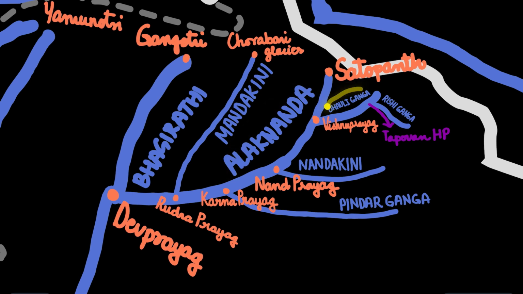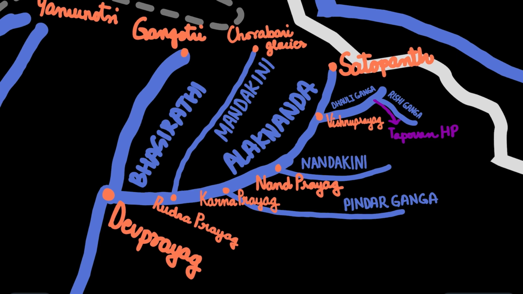Here we have Dhauli Ganga, which is a tributary of Alaknanda. Dhauli Ganga joins Alaknanda at Vishnu Prayag. There is also a tributary of Dhauli Ganga called Rishi Ganga. There is a major hydropower project on Dhauli Ganga, called the Tapovan hydropower project, and it was in the news quite some time because of the landslide and the rescue team for the people stuck over there.